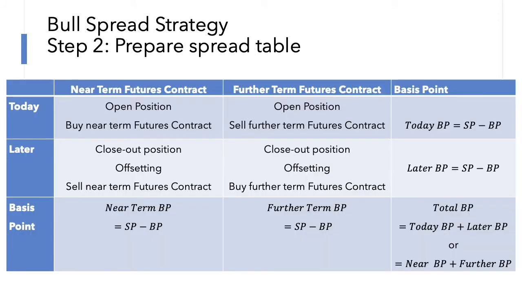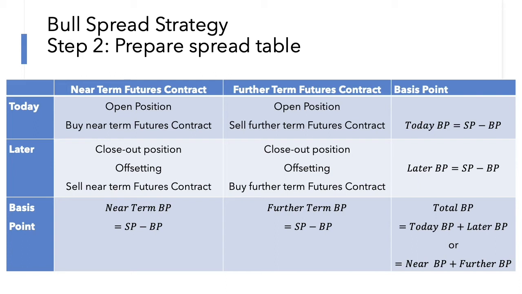And then you prepare the bull spread table, step number 2. For near-term futures, you need to buy near-term futures today. At the same time, for further-term futures, you need to sell further-term futures contract today. Later, you need to close out your contract. For near-term futures, you start by opening a buy position, then close out with an offsetting sell of near-term futures. You take the opposite position. The same goes for the further-term futures contract. You open the position by selling the contract, so you close out with an offsetting buy of further-term futures contract.